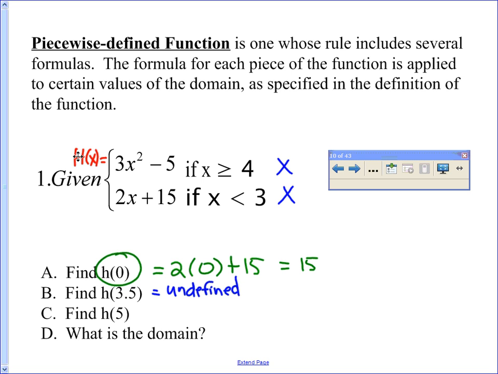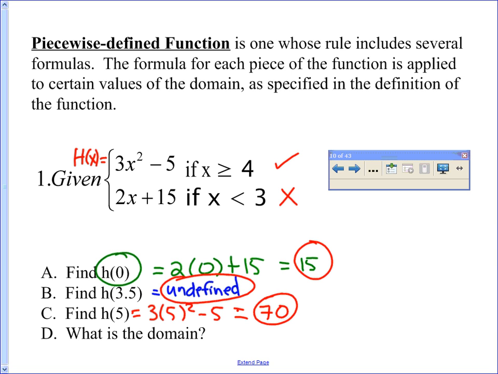Okay, and now let's look at h of 5, part C. If I'm finding h of 5, I look at 5. Is 5 greater than or equal to 4? Yes, it is. Is 5 less than 3? No, it's not. So we know we're dealing with the 3x squared minus 5. I plug in the 5 here, and that's going to give me 70, the result.